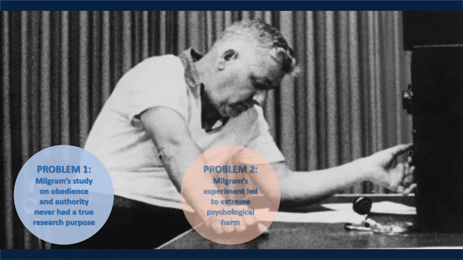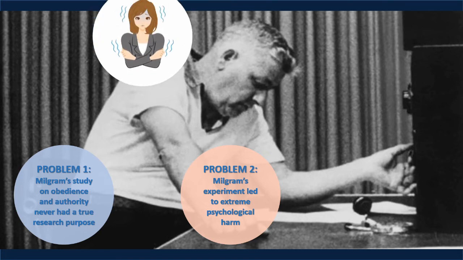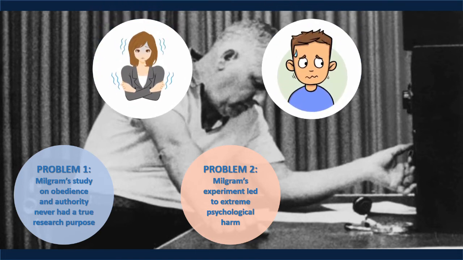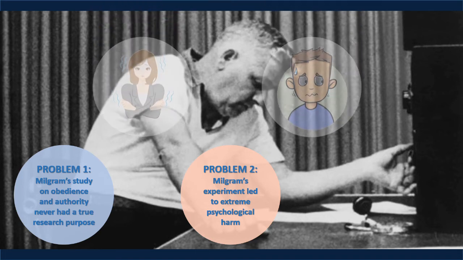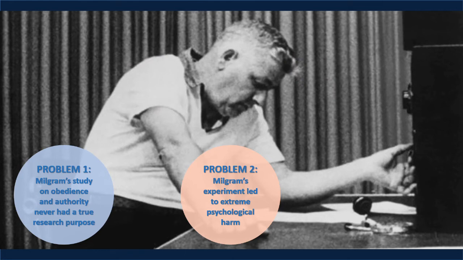Second, like the Stanford experiment, Milgram's study led to extreme forms of psychological distress. Milgram's participants were observed trembling and sweating profusely during the course of the study, and by seeing these clear signs of distress, Milgram should have stopped it immediately.